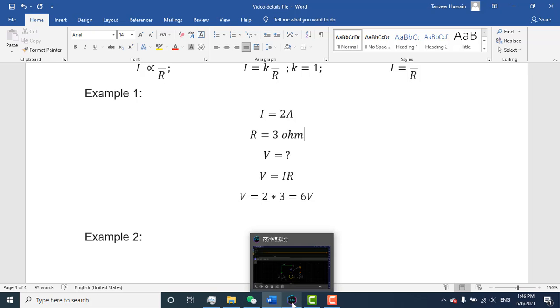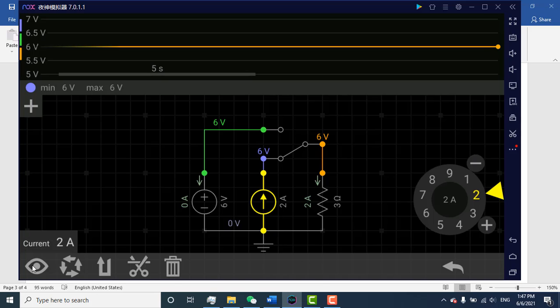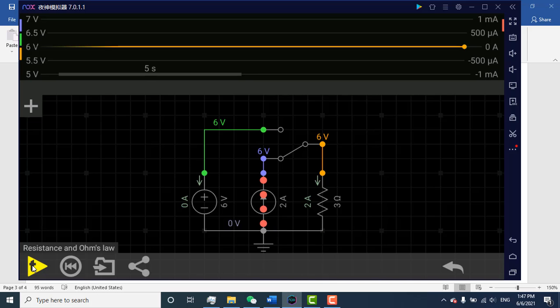Let's go for the example. Here you can see in the simulation, I have a 2 amp current source and resistance is 3 ohm. What would be the voltage? Voltage should be 6 volt. If I run this simulation, you can see 2 amps of current, resistance is 3 ohm, the voltage drop is 6 volt. Here is the constant current source with 2 amps.